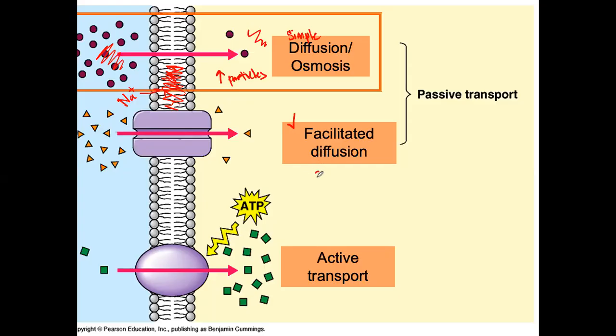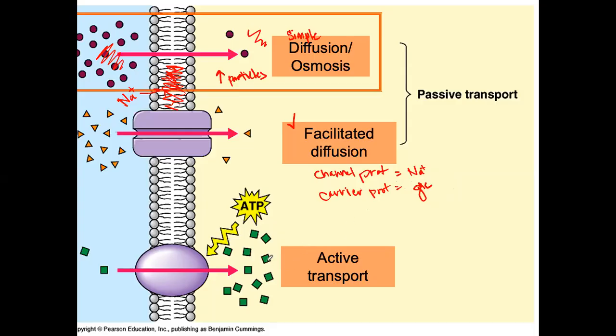For a channel protein, one that's always open, like a little macaroni tube like this, it's usually going to be sodium or ions. For a carrier protein, that's going to carry larger molecules, it's usually going to be glucose. Okay. There are always exceptions to the rules, but just so you have an idea.